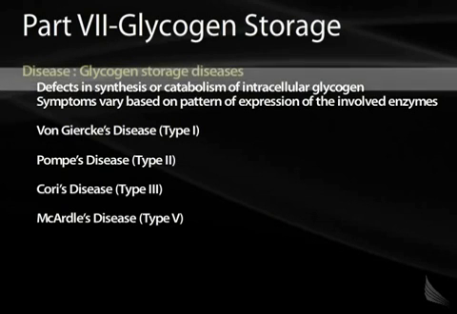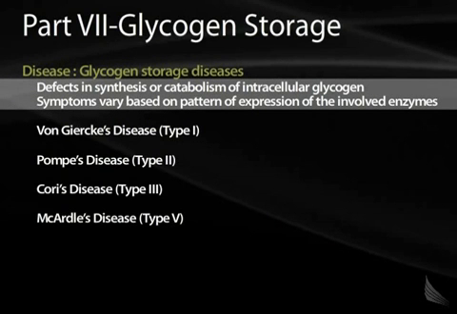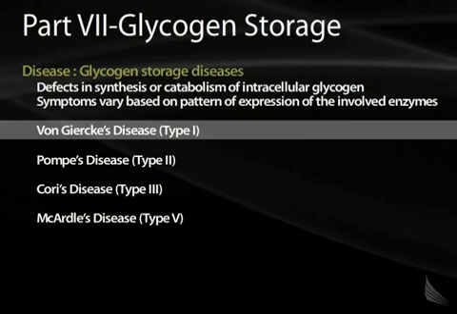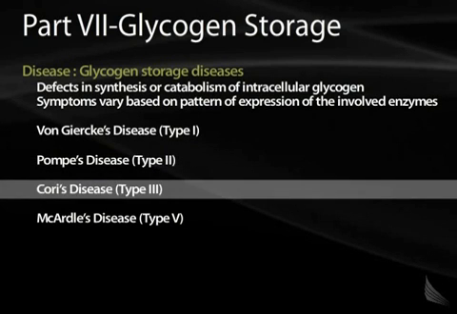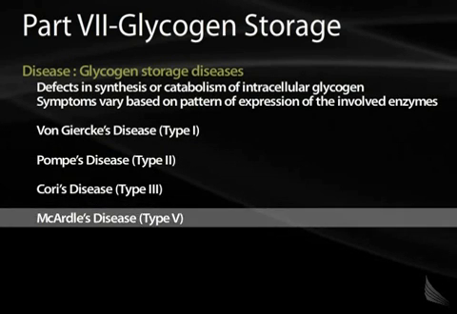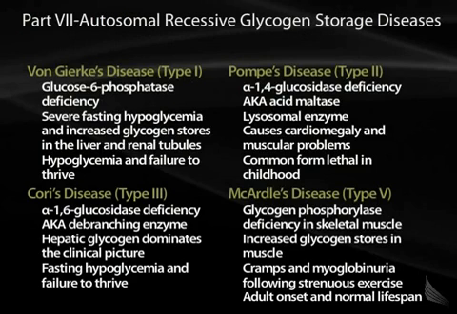Now, glycogen storage diseases. These are defects in synthesis or catabolism of intracellular glycogen. Symptoms vary based on pattern of expression of the involved enzymes. These include von Gierke's disease, Pompe's disease, Cori's disease, and McArdle's disease. Notice this is type 1, type 2, type 3, and type 5. There actually are a type 4, type 6, and type 7, but these are rare and not usually tested on the step exams. So let's get some of the basic characteristics, some of the need-to-know facts about each of these diseases.